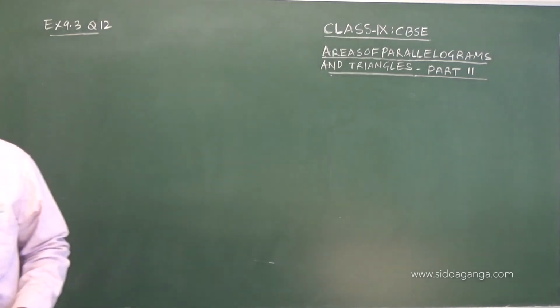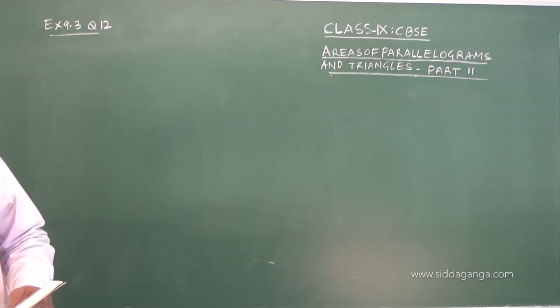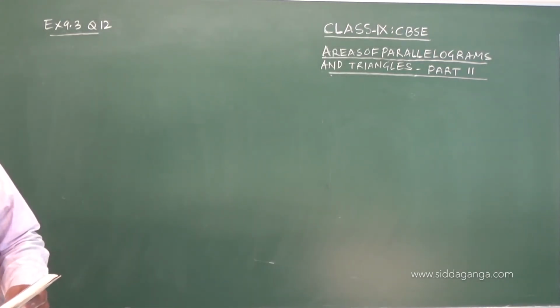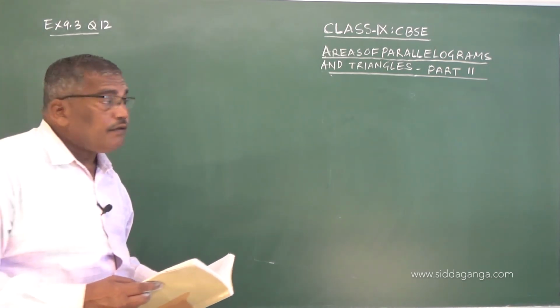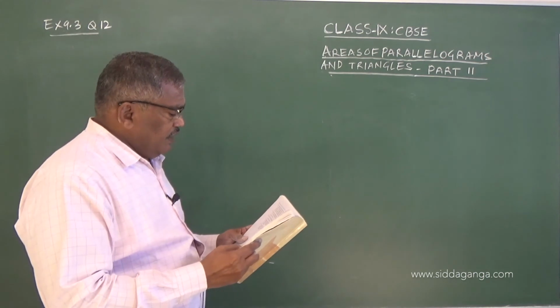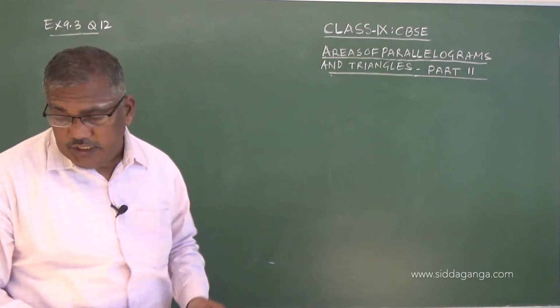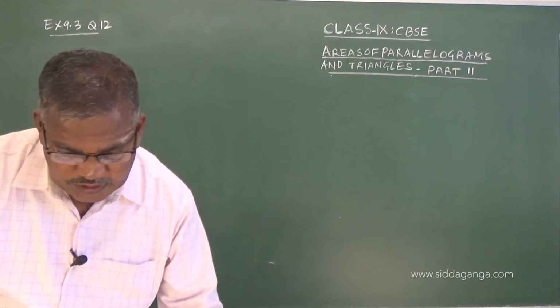A, B, C, D, E. Join C, D. Figure is not given here, you have to be very careful. ABCD is a trapezium with AB parallel to DC. Let us draw a trapezium first.